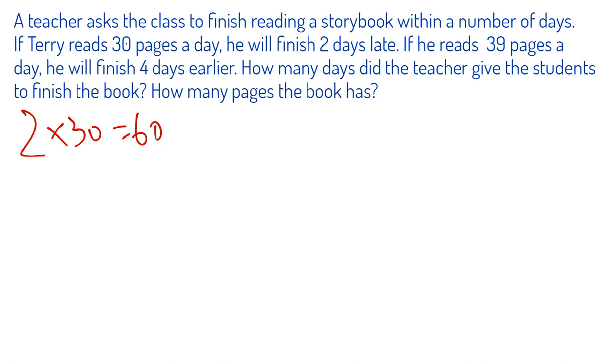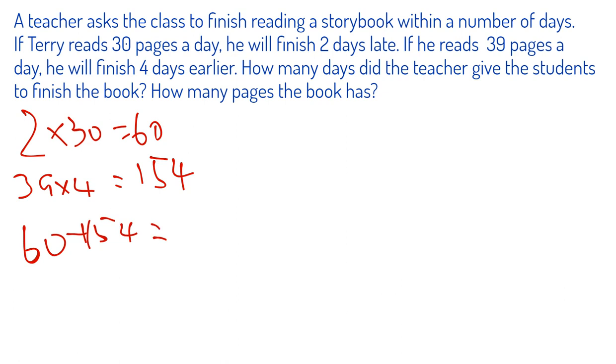Then let's find the excess now. So the excess will be 39 times 4 equals 156. So why? Because it said that he will finish 4 days earlier, and of course he reads 39 pages a day. So 4 days of 39 pages means 156 pages. So the total difference will be 60 plus 156 equals 216 pages. The total difference is 216 pages.